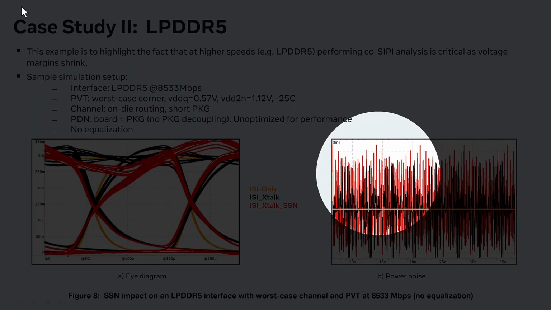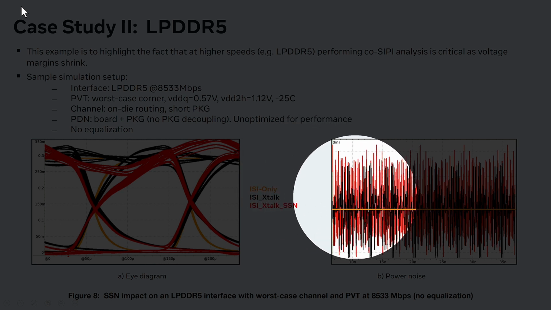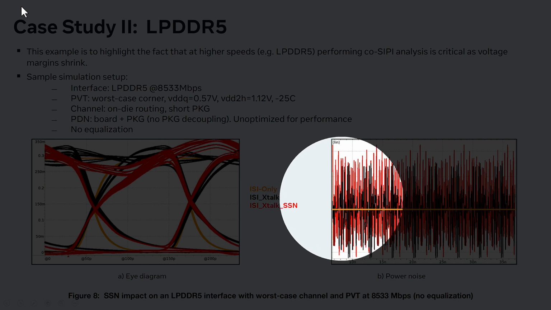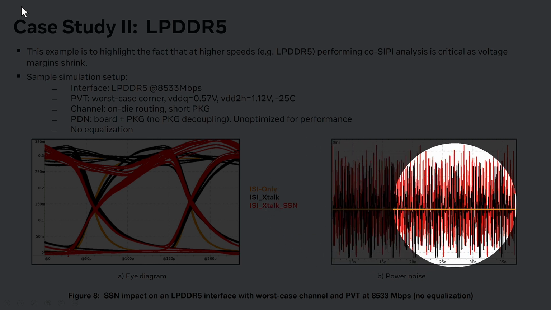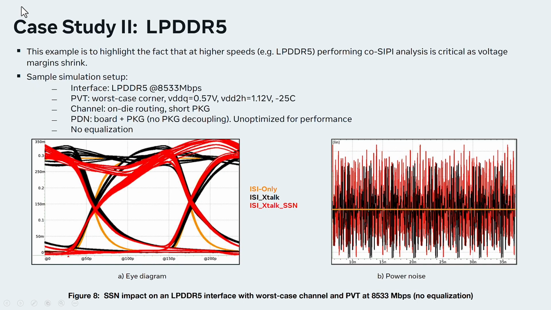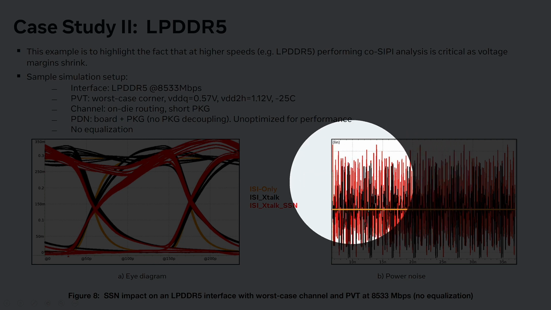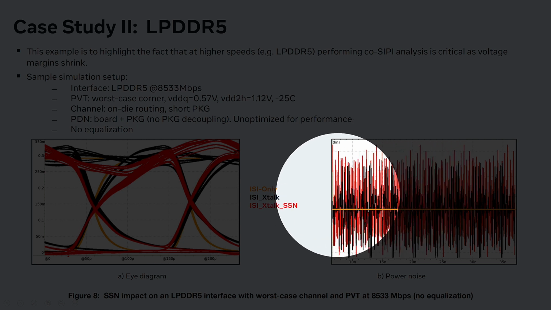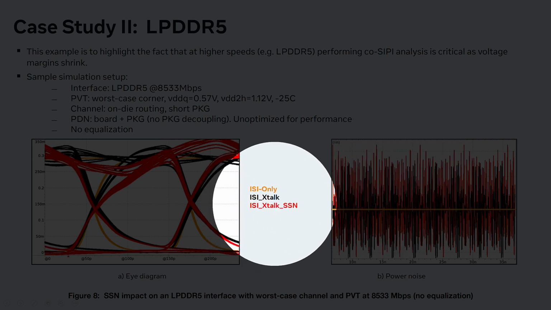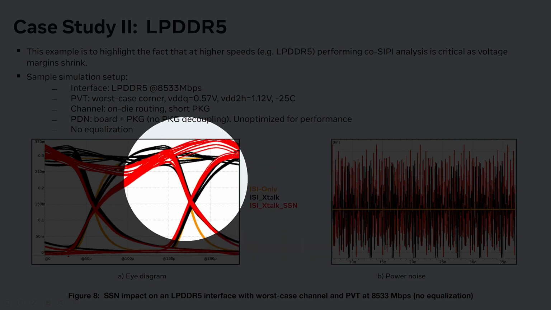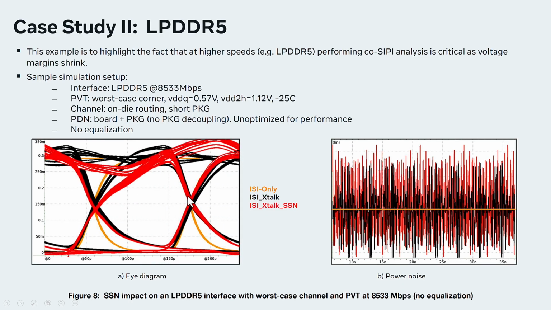That's showing the power noise at the PDN pad that you connect at your transistor. If you baseline the ISI-only case, you can see that as soon as we have the SSN drivers toggling at the worst case PDN, the amount of noise increases compared to including only crosstalk aggressors. And that's shown in both the eye diagrams and the power noise.